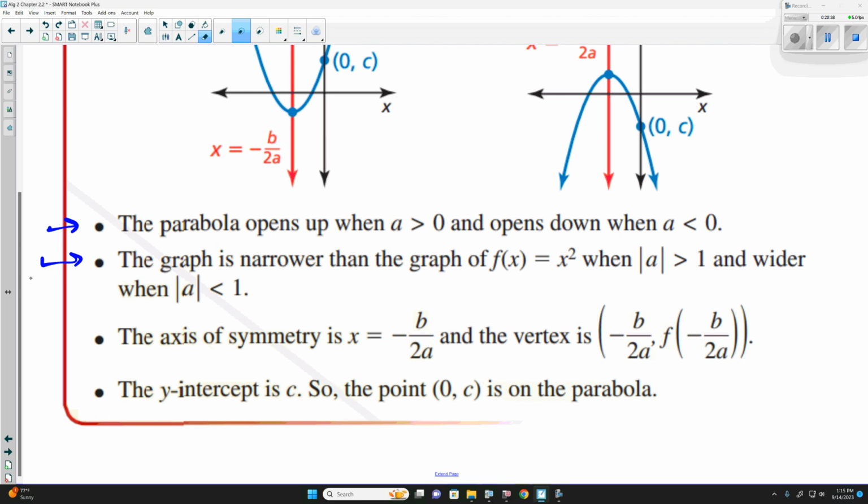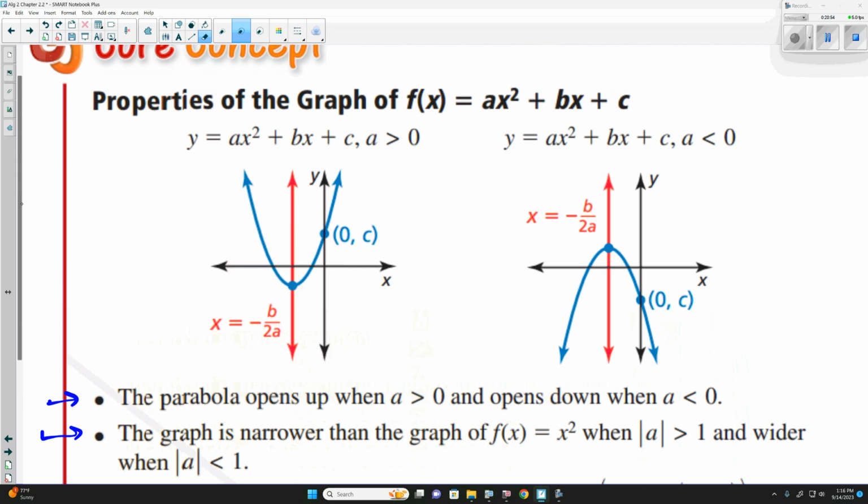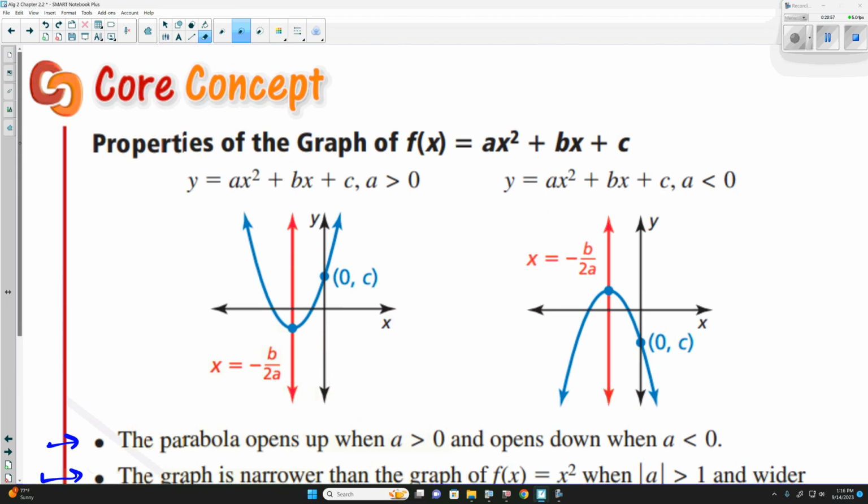Now, one other interesting point is that the y-intercept is c, or the point (0, c). The y-intercept part is kind of interesting because if we look at this equation, ax squared plus bx plus c, the y-intercept is going to be the y value for when x is 0. The x-intercept is when y is 0.